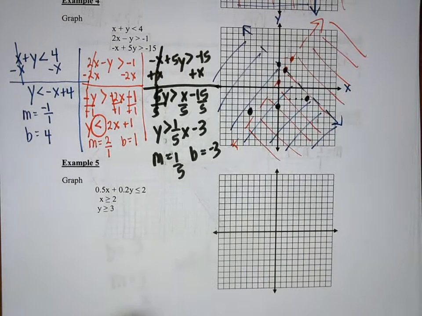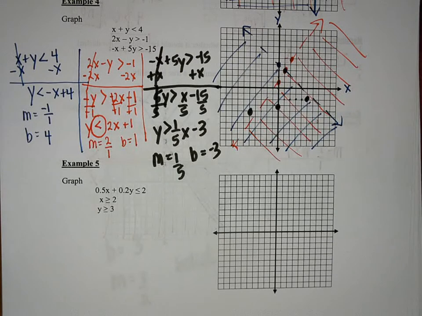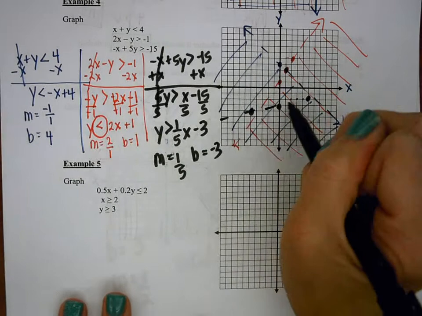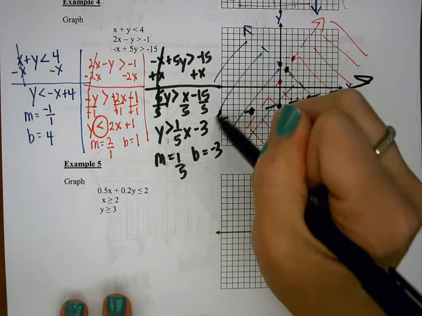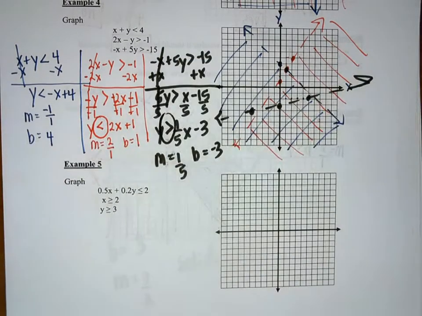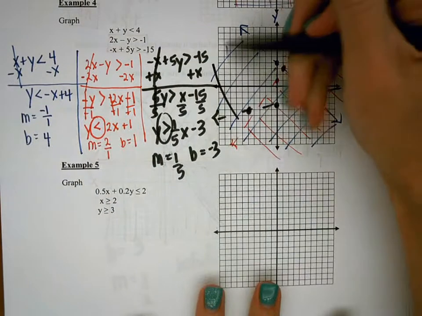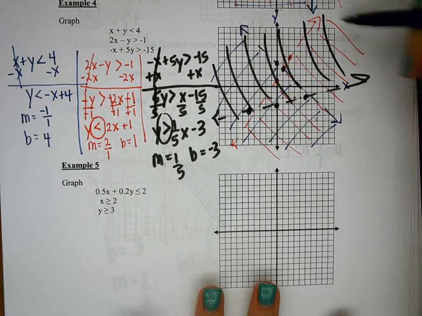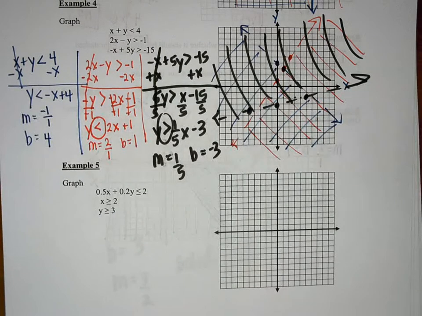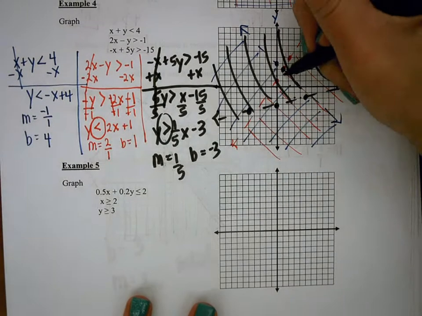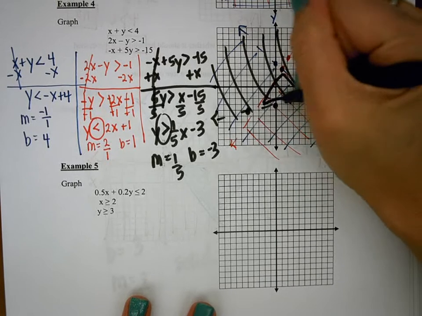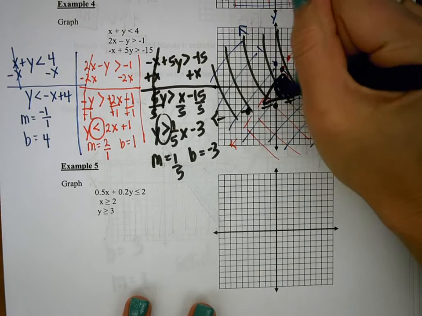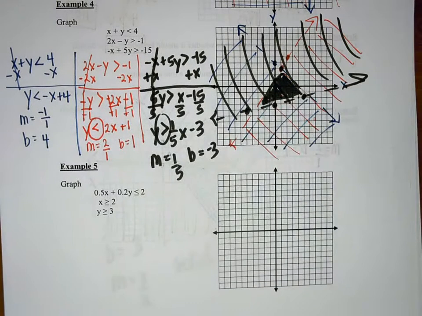Solid or dashed line? Wait, I did something wrong. Did I? No? Okay, just kidding. Solid or dashed? And shading. I'm going to shade up. Can you see where they overlap? So here is my blue line and my red line and my black line right in here. Okay, any questions?